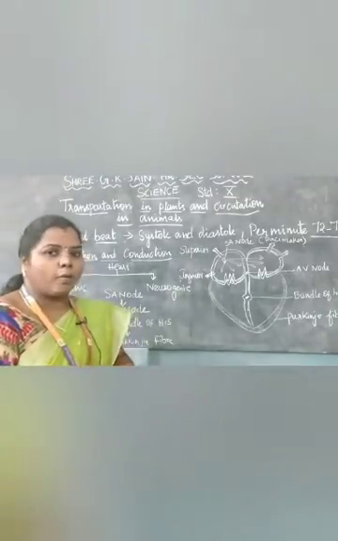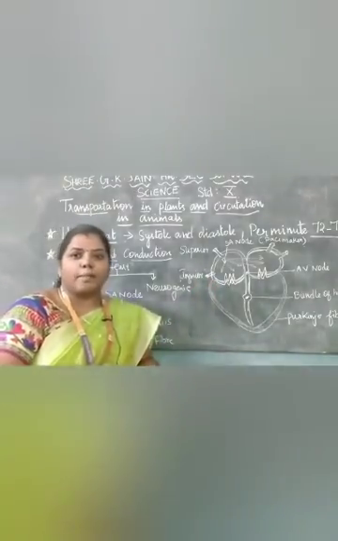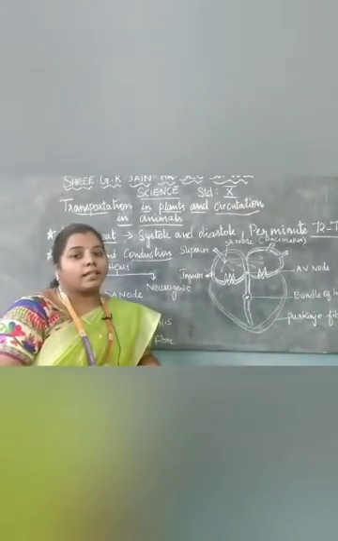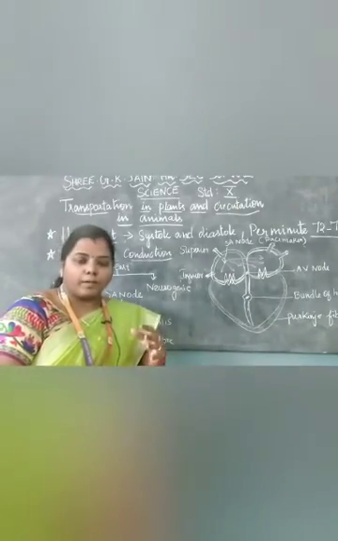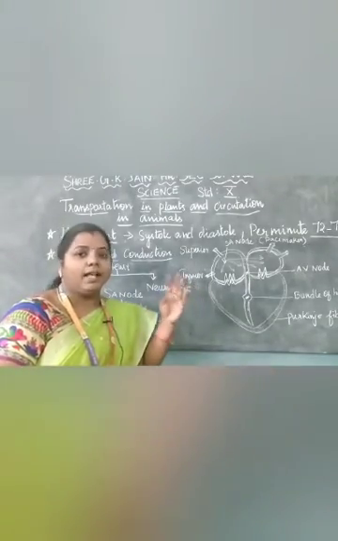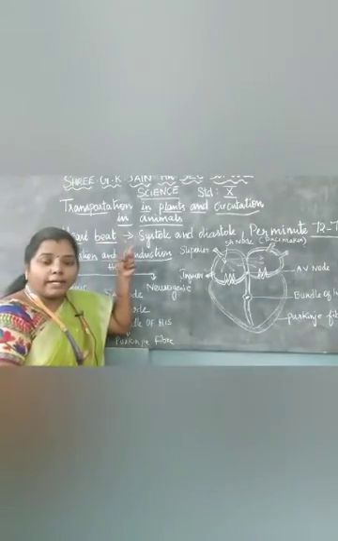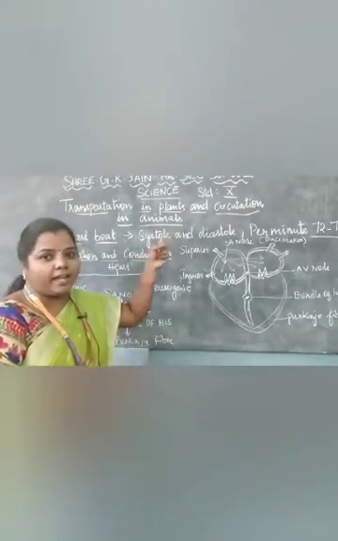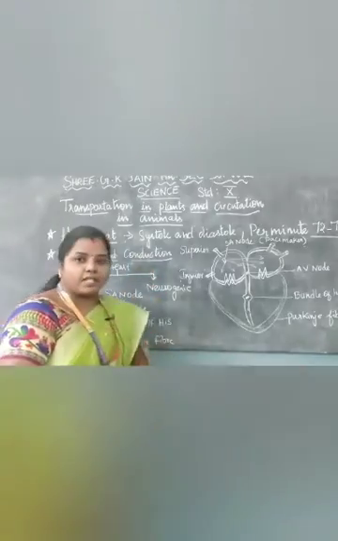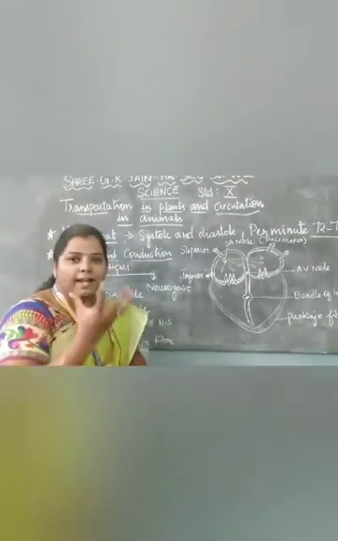We already know that the heart contains four valves: the tricuspid valve, the bicuspid valve and the two semilunar valves. Because of the closure of these four valves only, we can hear the lup tup sound. So heartbeat is one complete form of systole and diastole. What is the meaning of systole? Systole means contraction and diastole means relaxation.